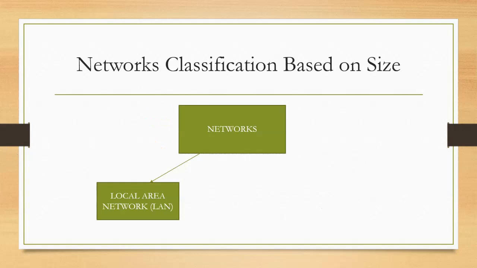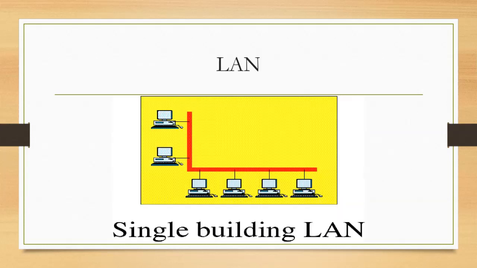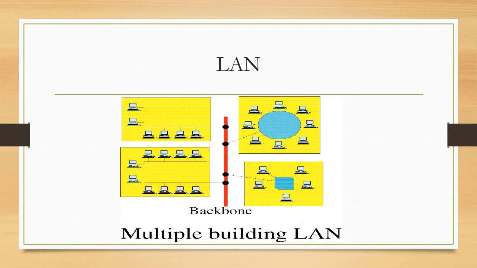So the first category is local area network, that is LAN. We all have heard about this word. We always say that the stations are on the same LAN or on a different LAN. So what does local area network mean? A local area network is a collection of stations in a limited area, probably a single building, or we can have a multiple-building LAN also. As you can see in the diagram, there is a backbone to which various smaller groups of stations are connected. This also forms a LAN.